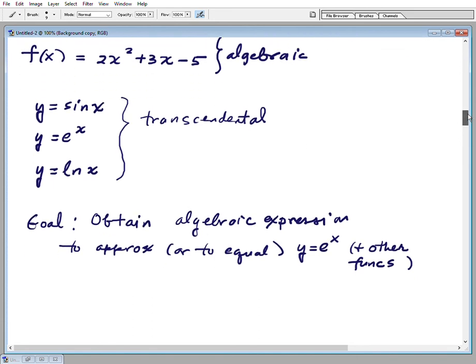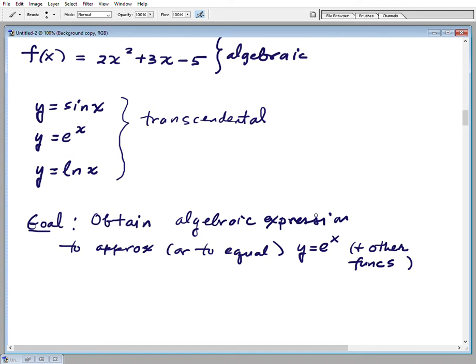Okay, so first we said obtain an algebraic expression that approximates y equals e to the x. So we're going to see that we can get a polynomial to approximate y equals e to the x. Now, what degree is the polynomial? Well, if we choose a polynomial of degree 4, we get a pretty good approximation. If we choose a polynomial of degree 100, we get a much better approximation. So the more terms that we have, the better the approximation.